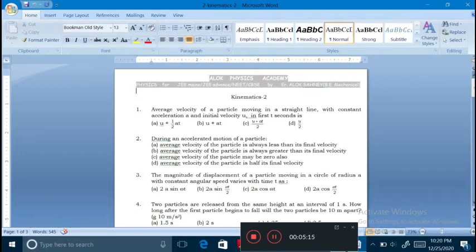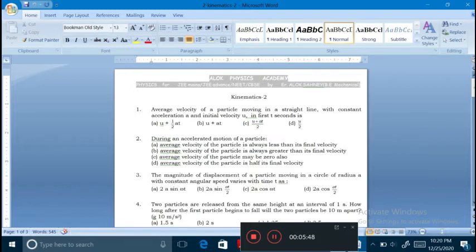Average velocity may be more than the final velocity, because even a motion in which velocity is decreasing is also known as an accelerated motion, because according to the definition of acceleration, whenever there is a change in velocity with respect to time, then we say that the motion is accelerated. Now the change can be positive or negative. Even a decrease in velocity is a change, right? It has negative acceleration, but it has acceleration.